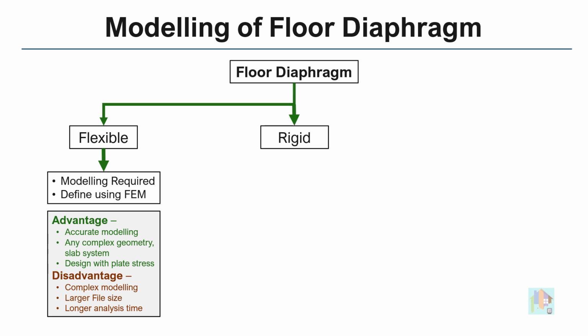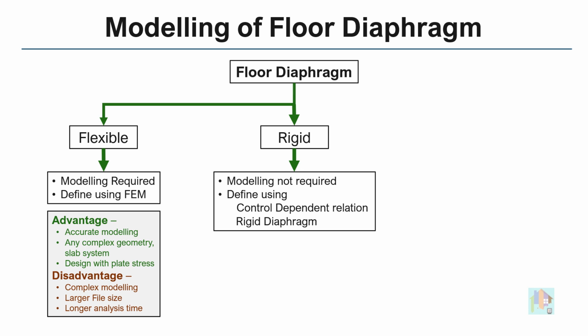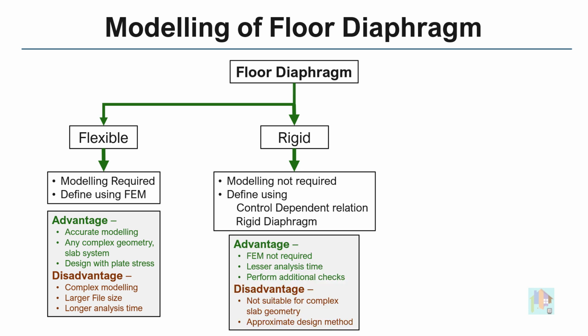Diaphragm can also be defined as rigid, with infinite in-plane stiffness and negligible membrane deformation. For any thick concrete slab with very small membrane deformation due to lateral load, rigid diaphragm is a suitable choice. This method is suggested in different codes like ASCE 7 with some prerequisite and limitation. In this method, we don't need to model the diaphragm using plate mesh. Stiffness of the slab is defined either using a constraint-dependent relation or using a feature called floor diaphragm. This method eliminates complex plate modeling, hence it is faster. Structural model is light with lesser analysis time.